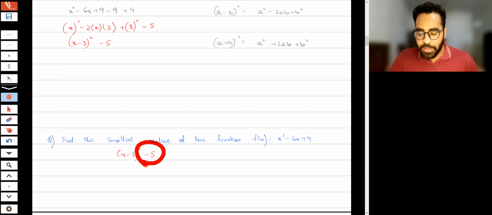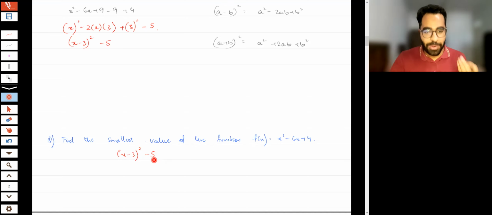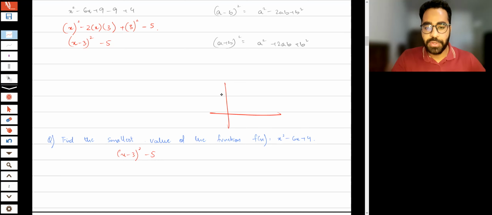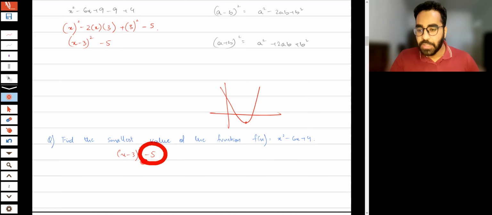The value outside the bracket, the negative or positive value that is added or subtracted outside the bracket, would give you the smallest value of the function or the largest value of the function. Why is the examiner saying the smallest value of the function? Because you're going to get a minima, since the coefficient of x squared is positive. Since the coefficient of x squared is positive, I'm going to get a minimum turning point. So the smallest value of the function would be -5.